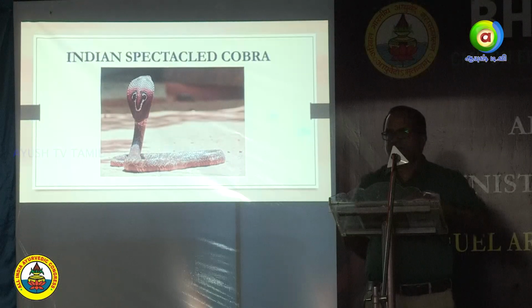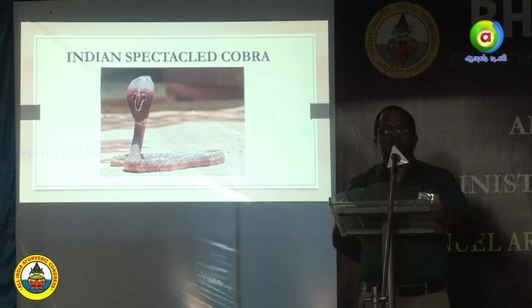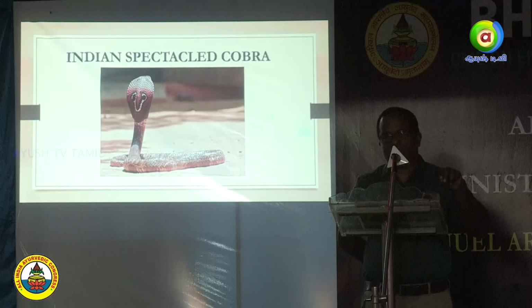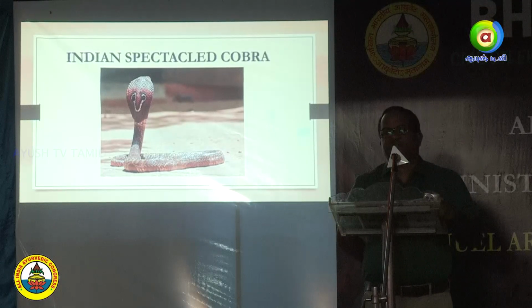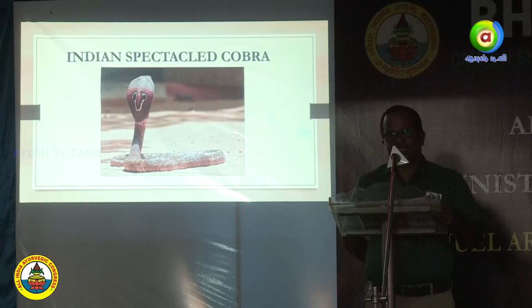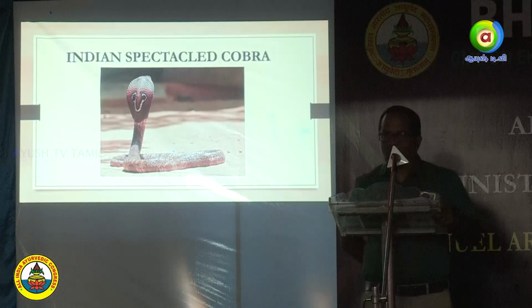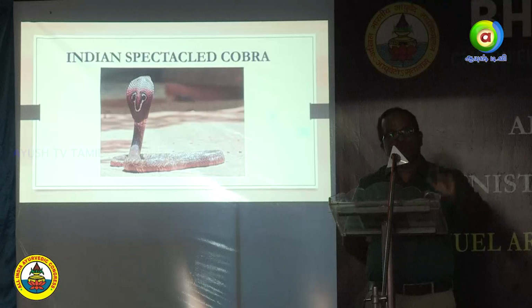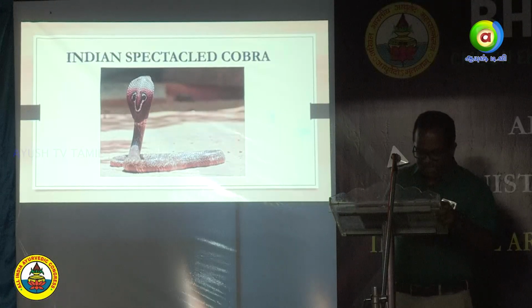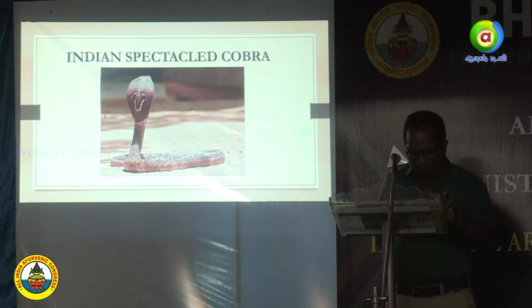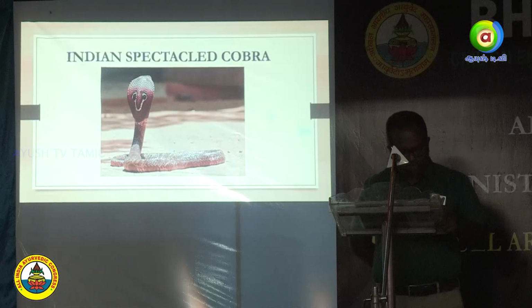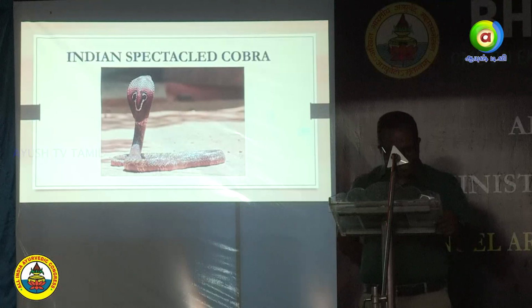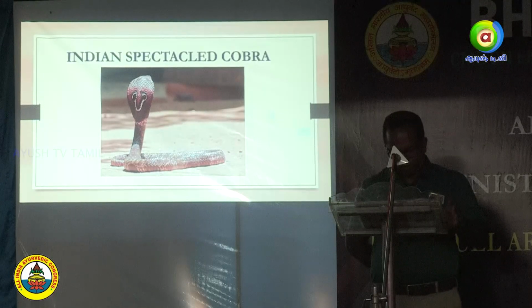In modern science, to identify a hooded snake, to identify whether it is a cobra, there are two major circles on the back side of the hood. That itself shows it is a cobra. It just looks like a spectacle, and that is called the Indian spectacled cobra. The Indian cobra is found mainly in the Indian subcontinent, that is in India, Pakistan, Sri Lanka, Bangladesh and Nepal, and in Afghanistan also.